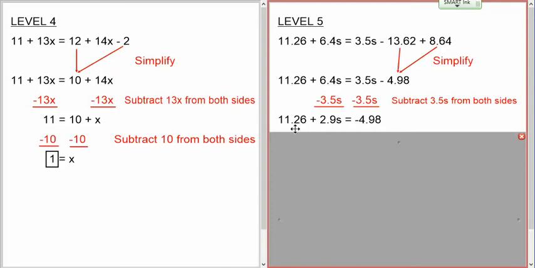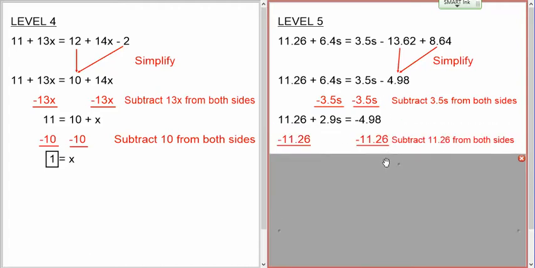Over here, just 11.26 comes straight down, as does the negative 4.98. It's still negative 4.98. You've got to think of those subtraction signs as negative signs. All right, next up, let's subtract 11.26 from both sides. Again, I want to get everything away from this 2.9s. I've got the variables on one side, so I get everything that's not a variable over to the other side.